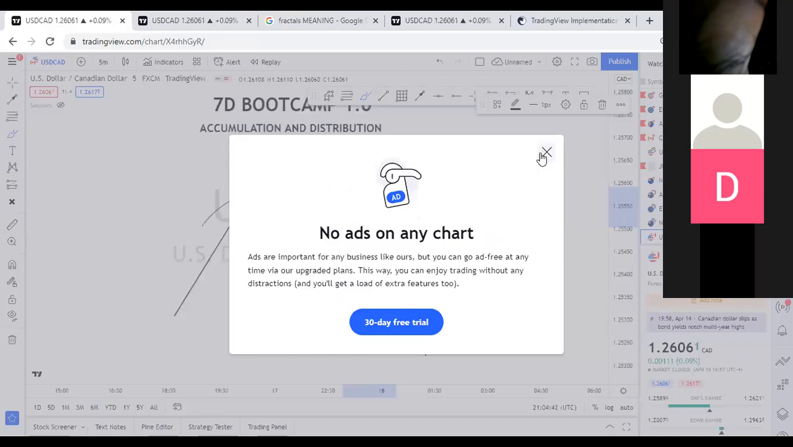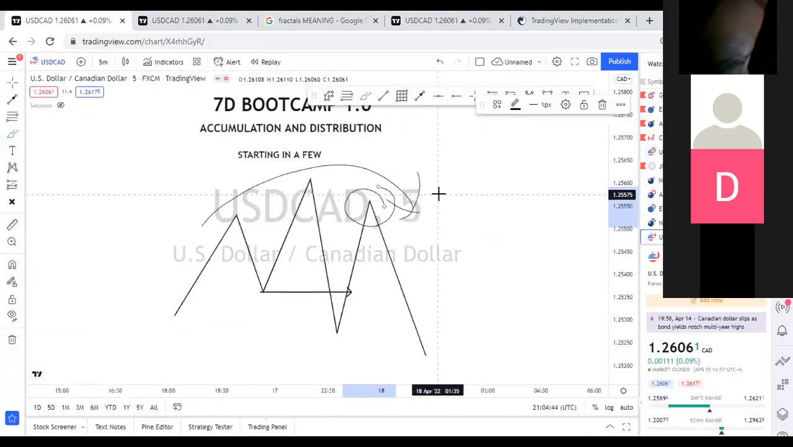Now we know what a break of structure is, right? Also known as distribution, right? Distribution at highs, and then accumulation at lows. Now that we have seen a break of structure, and price has broken structure, the trend is about to shift from bullish structure to a bearish structure, from bullish trend to a bearish trend.